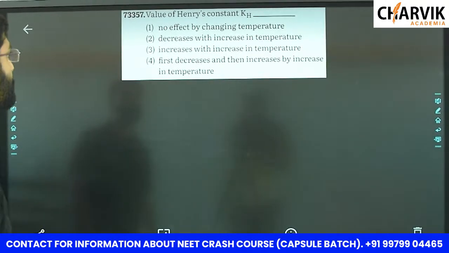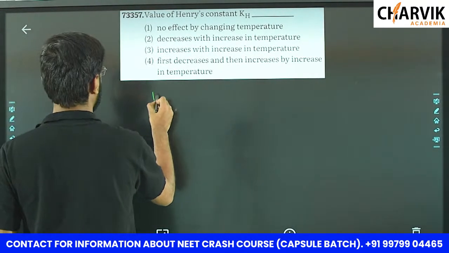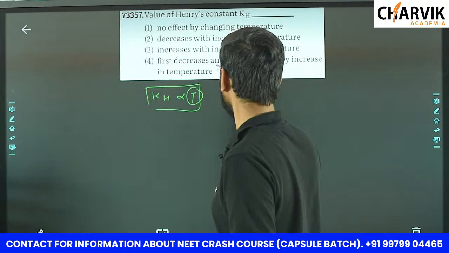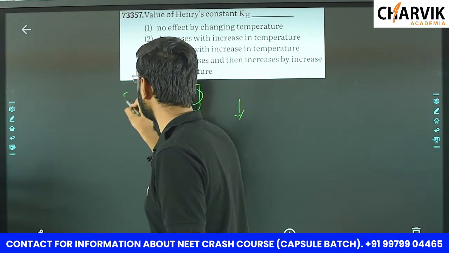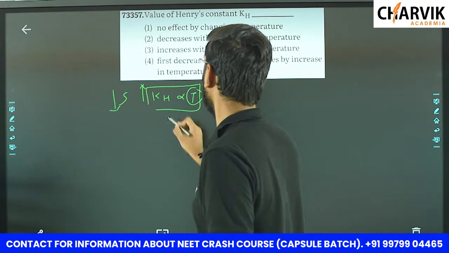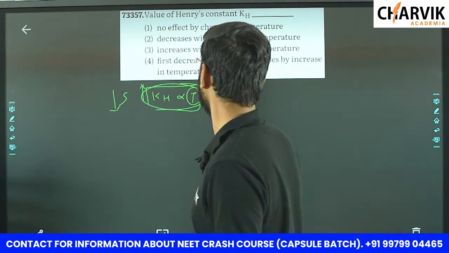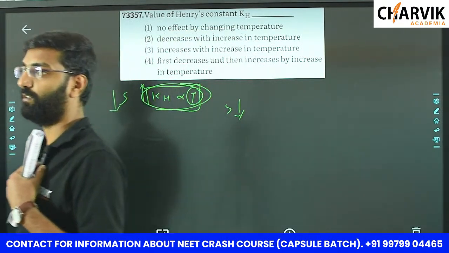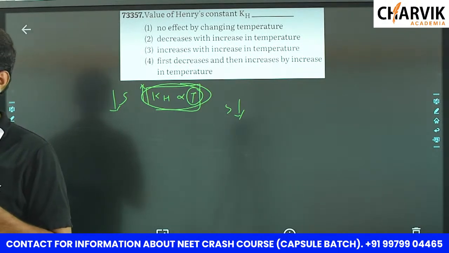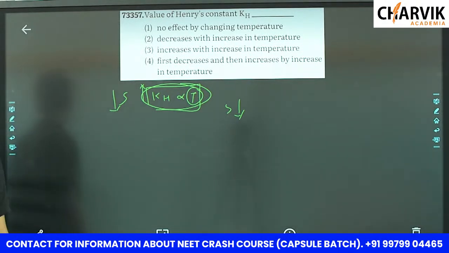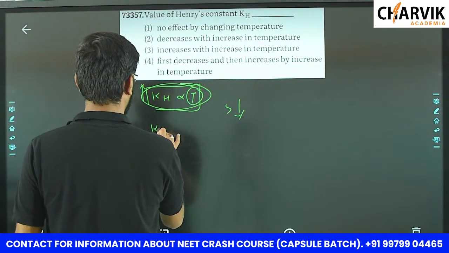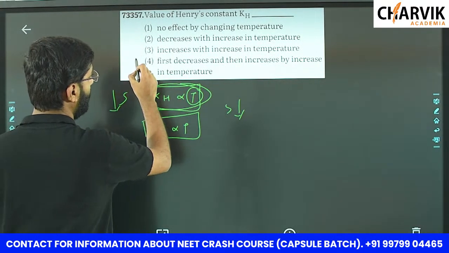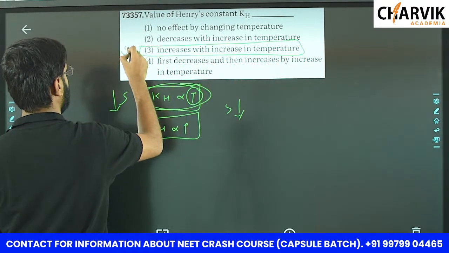Value of Henry's constant kh. Friends, kh increases with temperature, because if temperature increases, solubility decreases. kh increases, solubility decreases, right? Then kh and temperature are directly proportional. So kh is proportional to T, right? So it increases with increase in temperature. So your correct option is third.